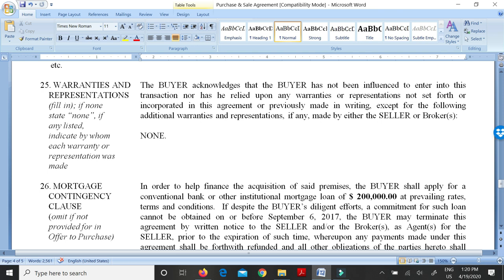Paragraph 25, warranties and representations, simply states none. Here's where you would want to put whether the seller has made any warranties to the buyer. In most standard transactions that we conduct, there are never any warranties given simply because that's just standard practice. But everything's negotiable, so feel free to ask.